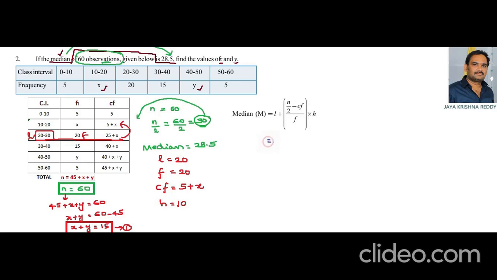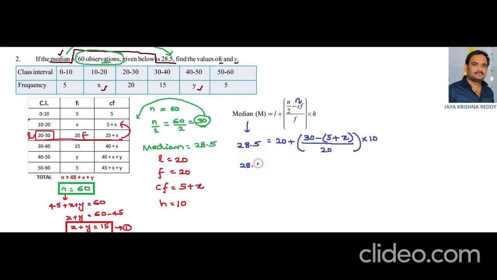Substitute the values here. L value is 20 plus, and in the numerator n by 2 value is 30 minus CF value 5 plus x. Here this negative symbol should be applicable to the CF, so you have to write 5 plus x in brackets. That means this negative symbol applies to the terms in that bracket. In the denominator f is 20 times height h is 10, and the median value is also given in the question as 28.5.